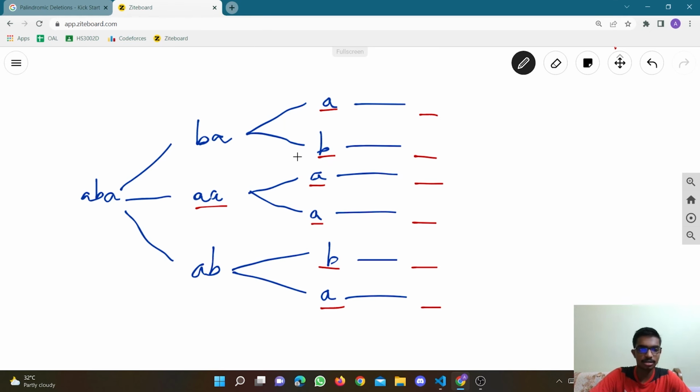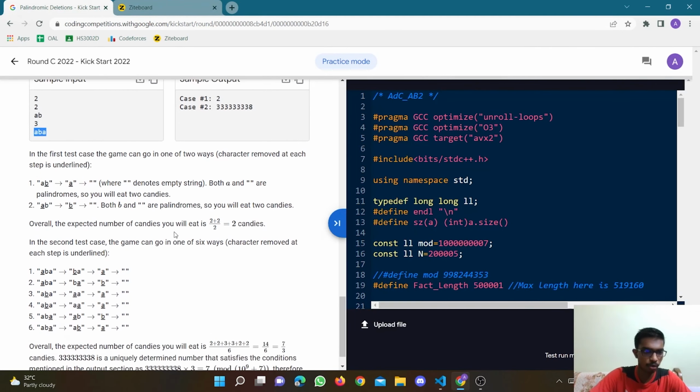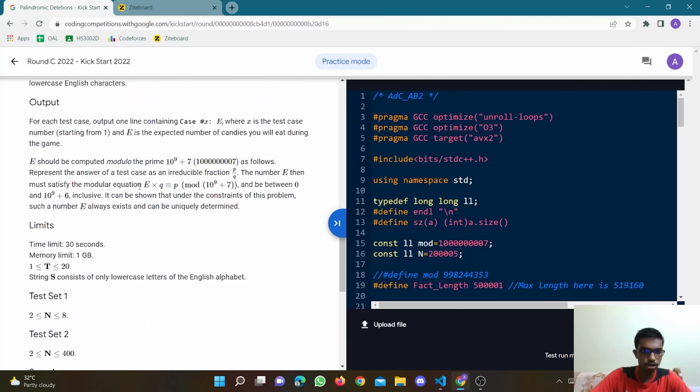So the expected number of candies will be 6 plus 6 plus 2. The 6 has to be counted twice because it occurs in two parts. So (6 plus 6 plus 2) divided by the total number of ways in which you can do it, which is 6, so it will be 7 by 3. And we have been asked to use some modular arithmetic, so we are supposed to do modular division.